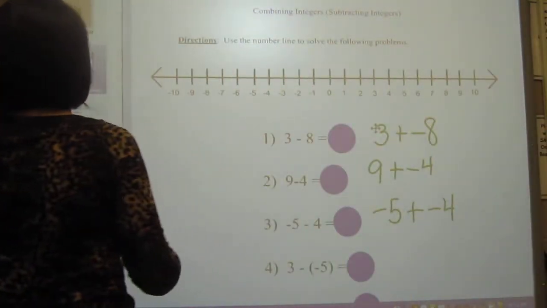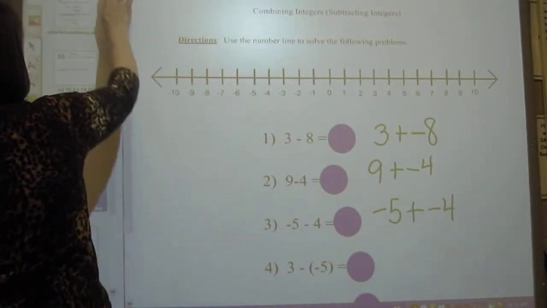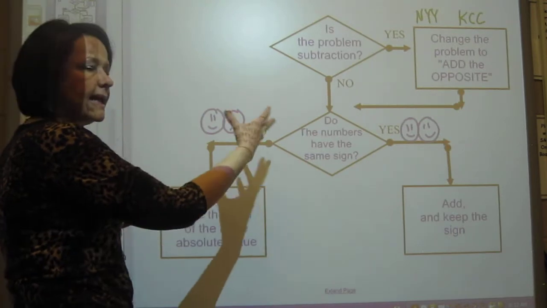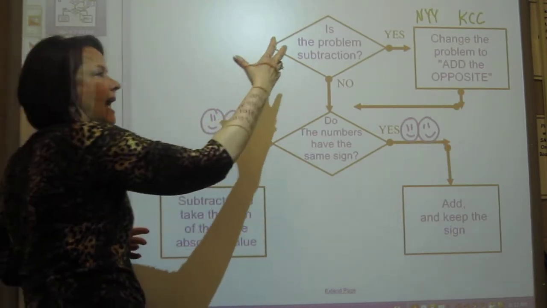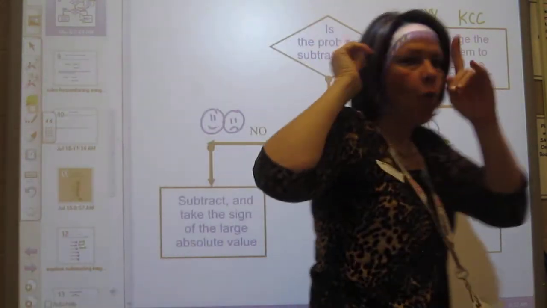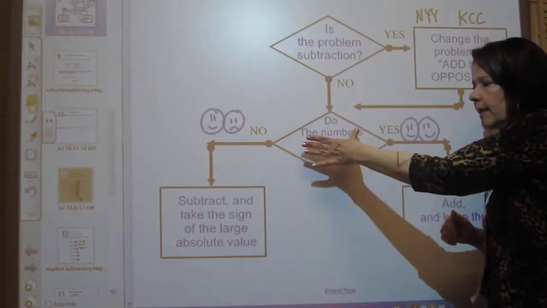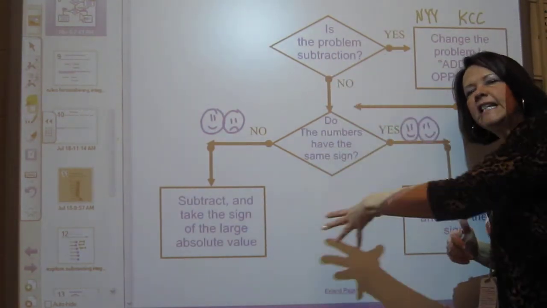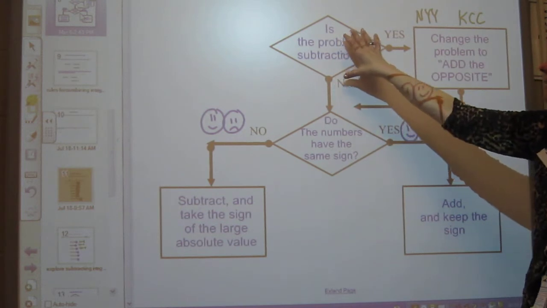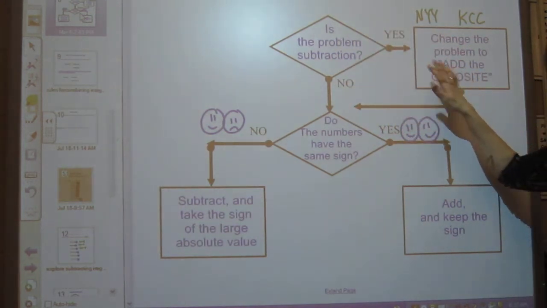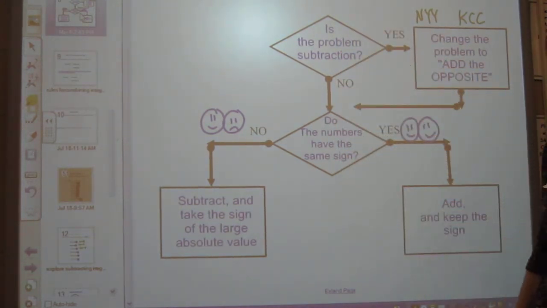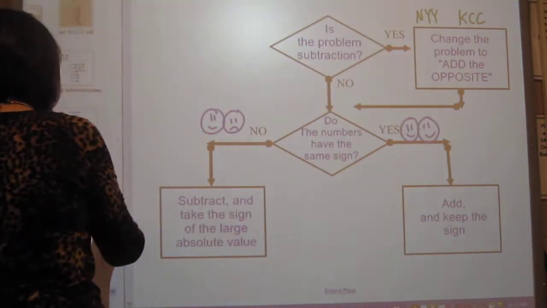So again, the flow chart itself kind of showed you this, that subtraction is just one extra step on the beginning of this procedure. So you take subtraction, and you're actually changing it to add, and then come down and follow your same add rules. So that was that.